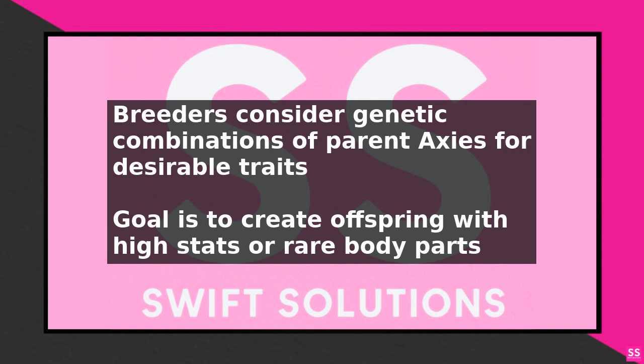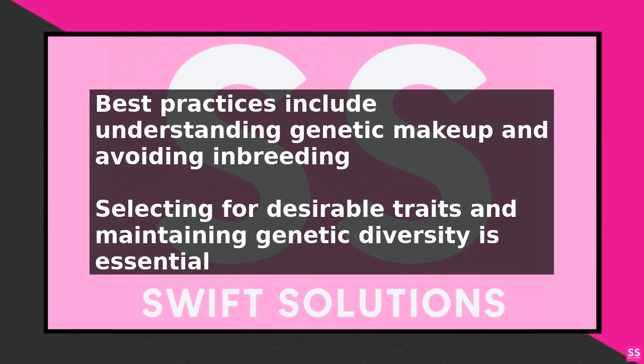Best practices for breeding Axies include understanding the genetic makeup of the parent Axies, considering the interaction between recessive and dominant genes, and selecting for desirable traits. It is also essential to keep track of the Axie's family tree to avoid inbreeding and maintain genetic diversity.